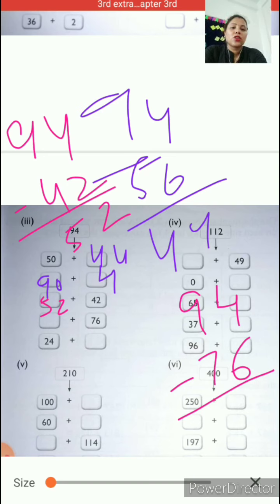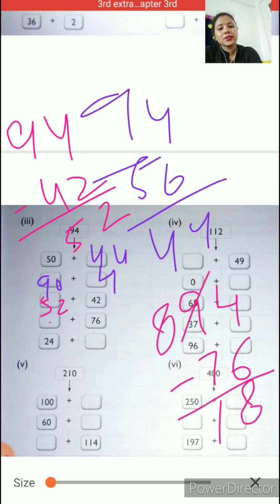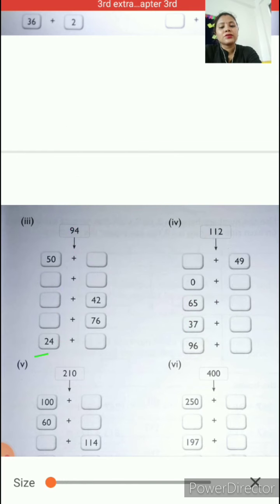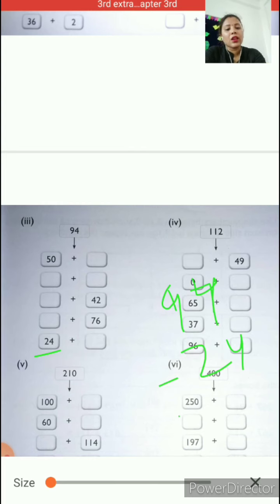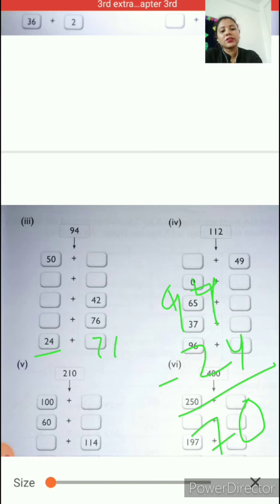4 minus 6, not possible. 14 minus 6, 8. Here we have now 8. So 8 minus 7, 1. So answer is 18. And 18 plus 76 is equals to 94. Now last one is 24. So this time subtract 24 from 94. 4 minus 4, 0. 9 minus 2, 7. So answer is 70. And 70 plus 24, that is 94.